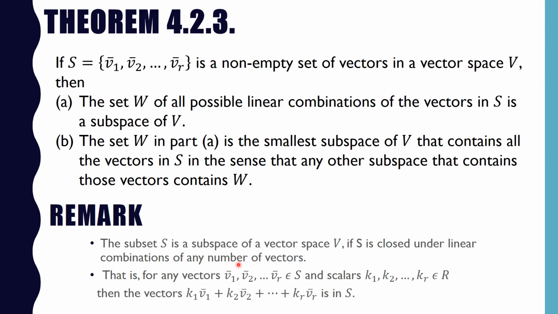This particular linear combination of vectors will take care of closedness under vector addition as well as closedness under scalar multiplication. That is why the subset which is closed under linear combination of any number of vectors in S is a subspace of a vector space. Hope you are comfortable in understanding this statement of the theorem. I will give you another video which covers the proof for this particular theorem.